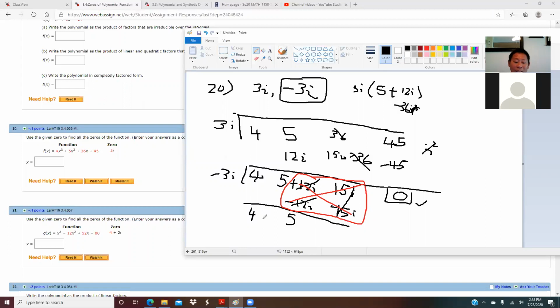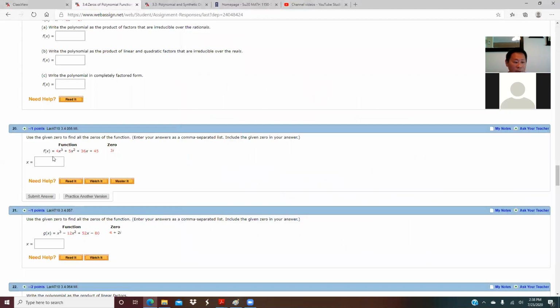If you want to write this, it is very easy. This is 4x plus 5. Because you got two terms, it's a binomial, 4x plus 5. So to find your zero, you set this equal to 0. So x in this case is negative 5 over 4. So your zeros in this case will be 3i, negative 3i, and negative 5 over 4.